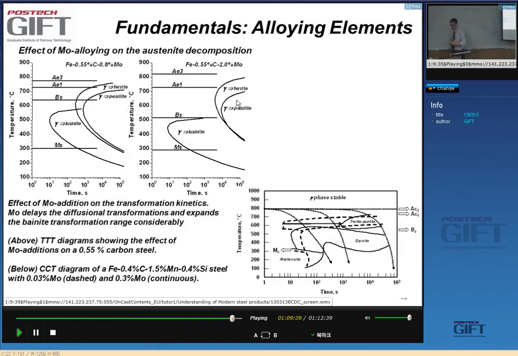And I have a few minutes to say some words about molybdenum. Molybdenum is also an element very commonly added to steels, very often in conjunction with chromium, because it has an impact on the transformation kinetics. And the best way to illustrate this, you can see here what it does to the ferrite and perlite transformation. You see that it pushes them back, so it suppresses the ferrite and perlite transformation.